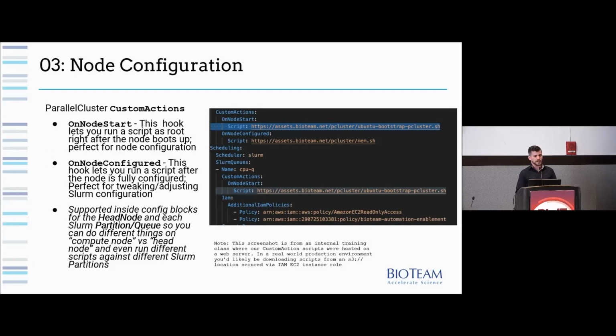You have a couple of hooks they give you. On node start is obviously when a node starts up, a good time to do OS install stuff, before the scheduler is installed. On node configured is after the scheduler is installed, which lets you do Slurm configuration. Slurm is now the de facto standard for job schedulers, especially in Parallelcluster, but pretty much universally now, and on node configured is the time to tweak your Slurm configs.